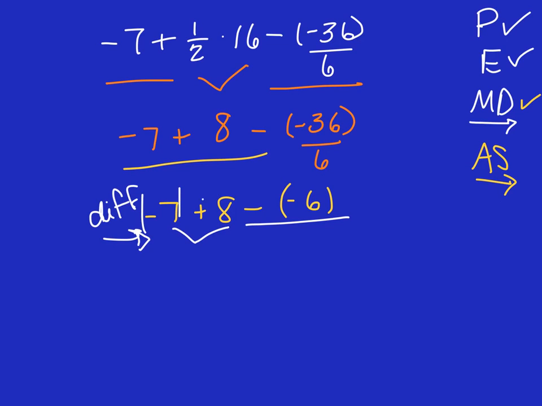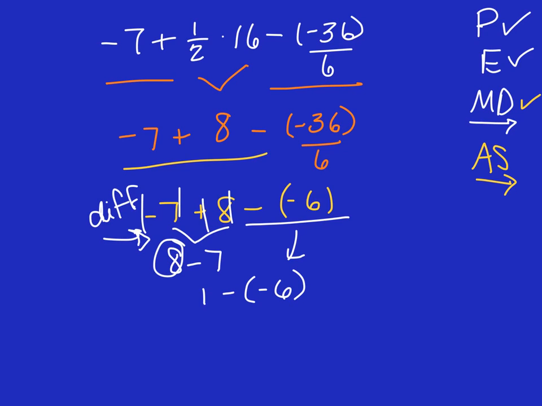Absolute values. Absolute value of negative 7 is 7. Absolute value of positive 8 is 8. So I'm going to do 8 minus 7. 8 minus 7 is 1. I take the sign of my larger absolute value, which is positive, so I'm going to leave that one alone. Bring down the rest of my problem.